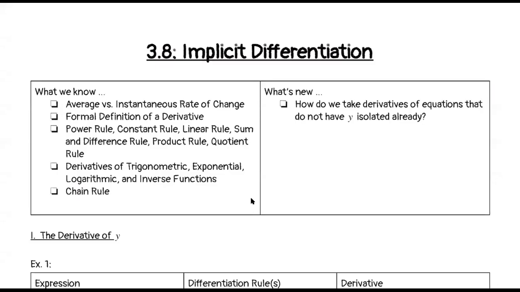All right, so today we're going to take a look at 3.8, which is a section in your textbook called implicit differentiation. And the reason why we're starting with this and not 3.7 is because I think that 3.8 ties in very closely to the chain rule that we just learned last week, okay?